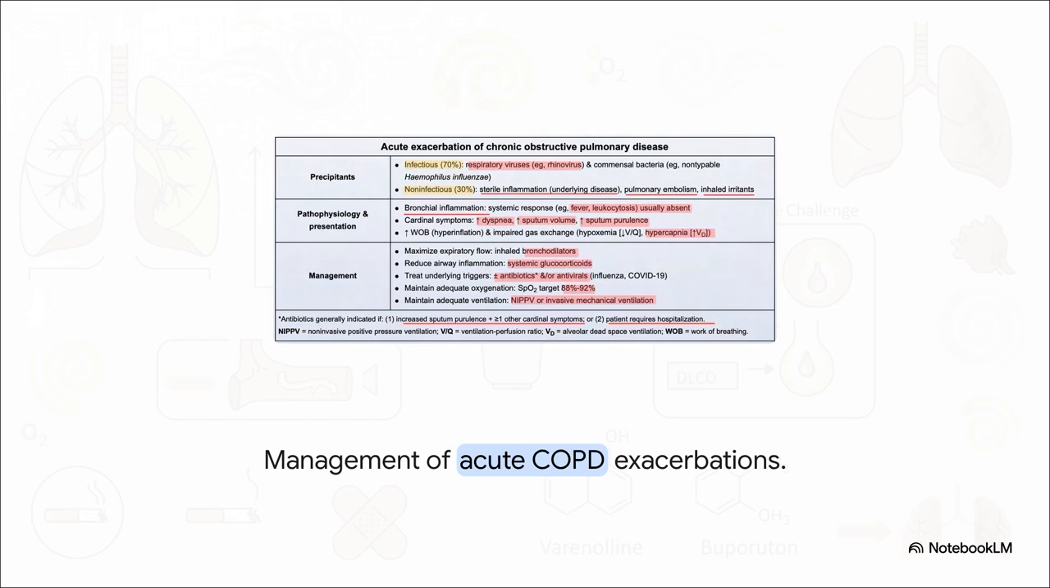To manage this, you want to maximize expiratory flow using inhaled bronchodilators and reduce airway inflammation using systemic, not inhaled, glucocorticoids. Also, you must maintain an exact oxygen saturation target of 88 to 92%. Pushing their oxygen higher than that is dangerous. It worsens hypercapnia by increasing alveolar dead space ventilation.